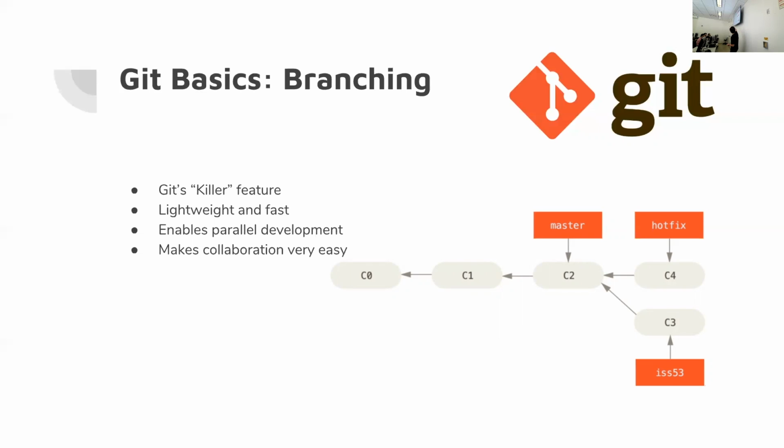When you use branches, you can do parallel development. So you can work on a bunch of different features at the same time, or have a bunch of different developers working on the same code base at the same time without interfering with each other. So that's what makes collaboration really easy.